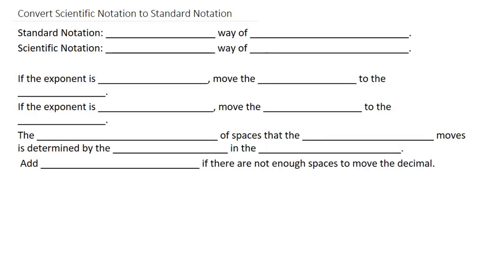Convert scientific notation to standard notation. So standard notation is the normal way of writing numbers. Scientific notation is the shortened way of writing numbers.